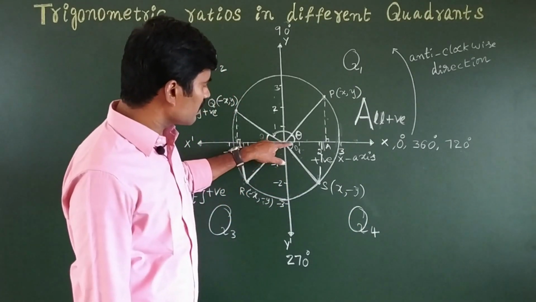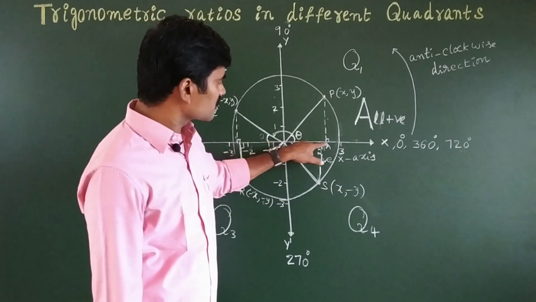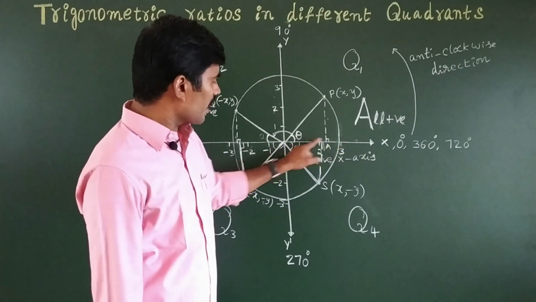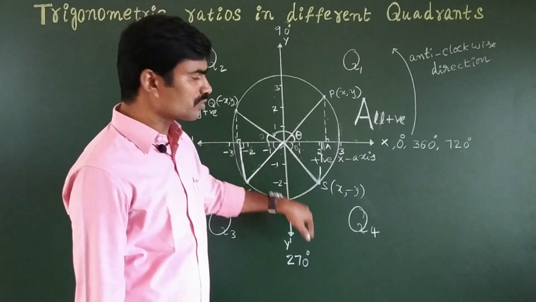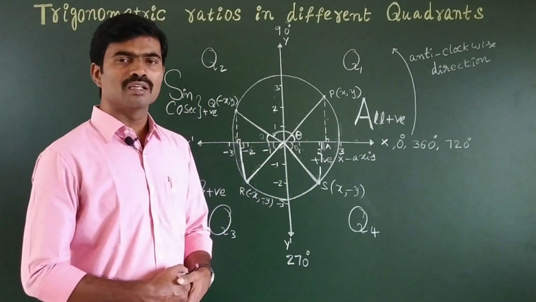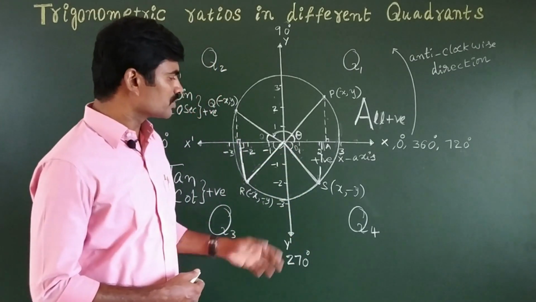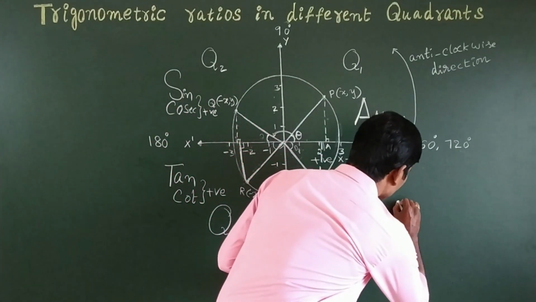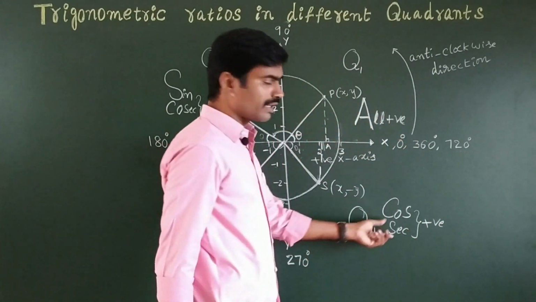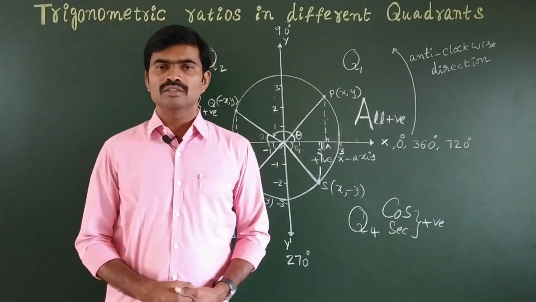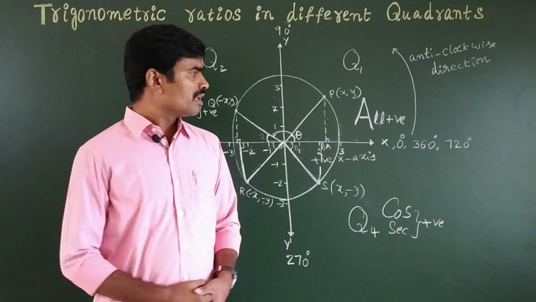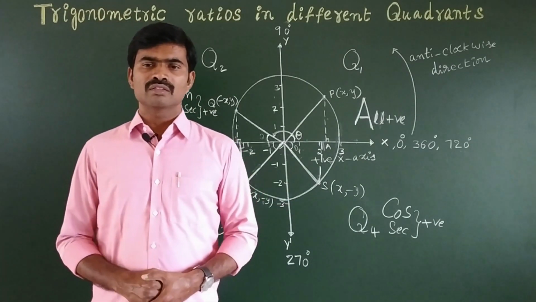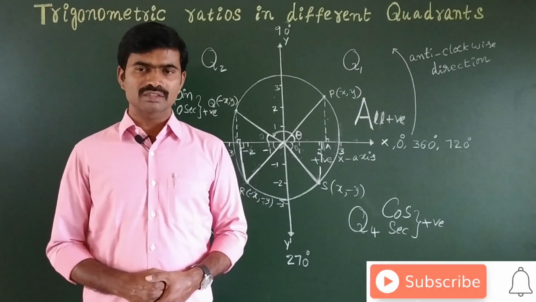Come to cos theta. Cos theta means adjacent side by hypotenuse. The adjacent side is positive and the hypotenuse is positive. So in the fourth quadrant, cos is positive. So we can observe that in the fourth quadrant, cos and its reciprocal secant are positive, and the remaining trigonometric ratios are negative. This is the proof for the trigonometric ratios in different quadrants.